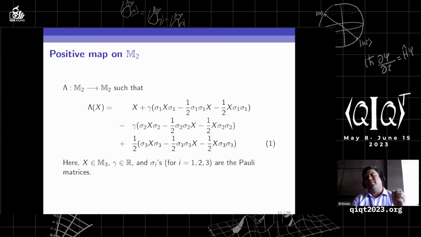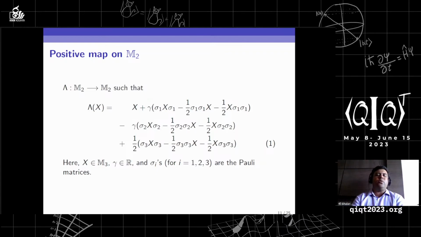Still, we are interested in positive maps on M2, not only from the mathematical interest, but also from the application part, because we'll go for the multipartite case. In the multipartite setup, detecting entanglement through positive maps is a less explored area. So I'll come to this in the later part.